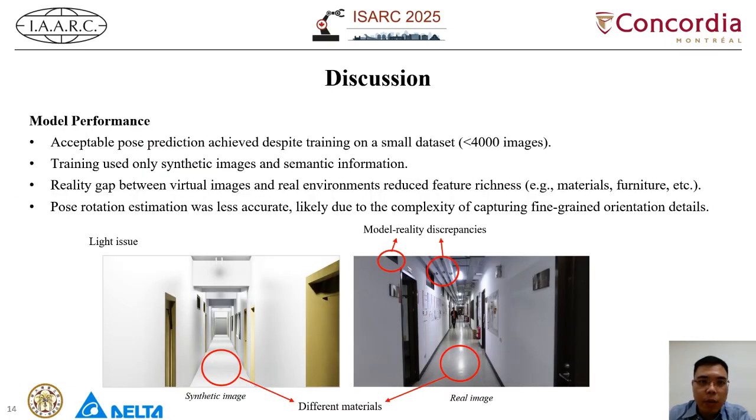While discussing model performance, despite training on fewer than 4,000 synthetic images, the model achieved acceptable pose predictions. However, a significant challenge lies in the reality gap, which includes differences in lighting, material, and object presence between synthetic and real environments. As shown here, the synthetic image lacks the details, texture, and clutter found in the real hallway. This gap particularly affects rotation estimation, which requires capturing fine-grained orientation cues often missing from virtual data.